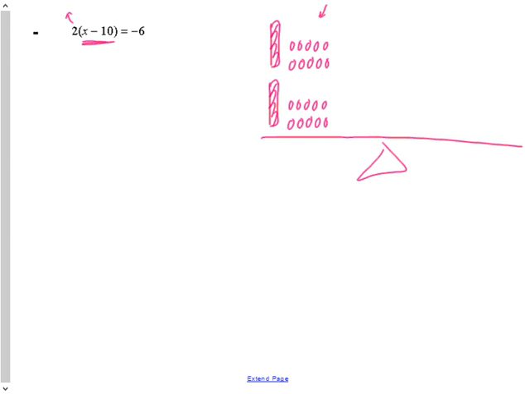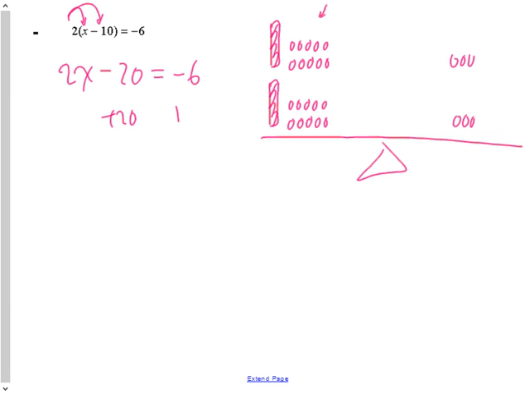Is equal to negative 6. So when I ask myself, well, two groups of x minus 10, what is that really? Well, it's really two x's. And it's really negative 20. Because we have to expand it using what we call distributive property. Both the x is multiplied by 2 and the minus 10 is multiplied by 2.